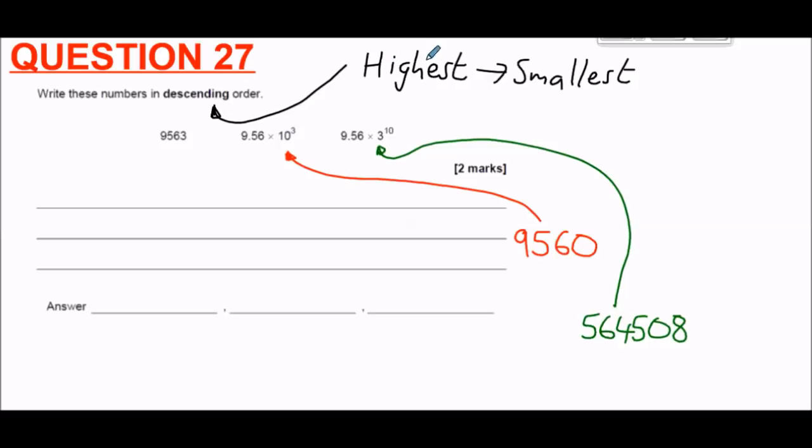So descending order, like I said, biggest number first, smallest number last. So 9.56 times 3 to the power 10 is the biggest. The next biggest will be 9563. These two are very similar, but this one here is 3 higher than the one in the middle. So 9563. And the smallest number out of the 3 is 9.56 times 10 cubed.